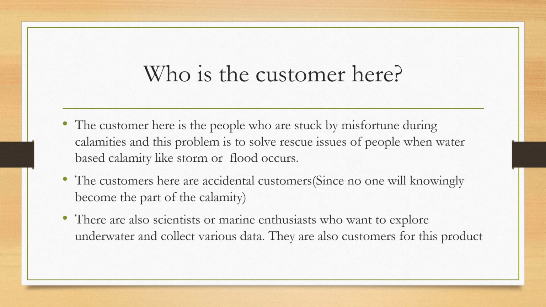Now, who are the target customers here? The customer here is the people who are struck by misfortune during calamities, and this problem is to solve rescue issues of people when water-based calamities like storm or flood occurs. The customers here are accidental customers, since no one will knowingly become a part of a calamity like flood or storm. There are also scientists or marine enthusiasts who want to explore underwater and collect various data. They are also the customers for this.